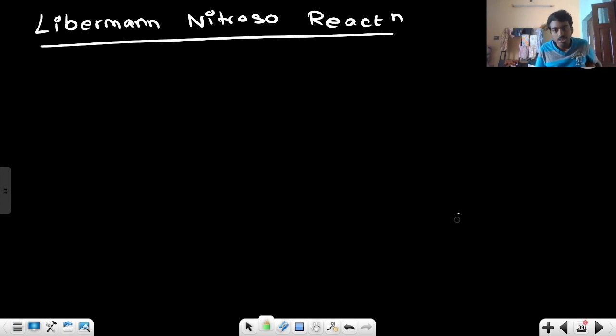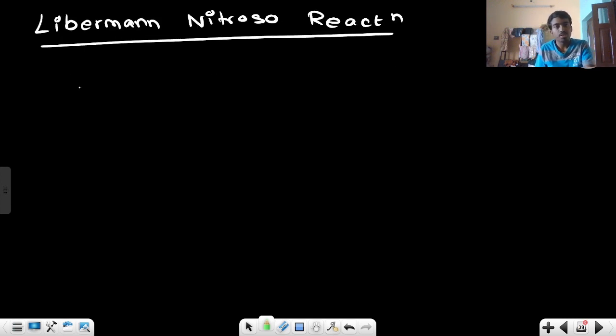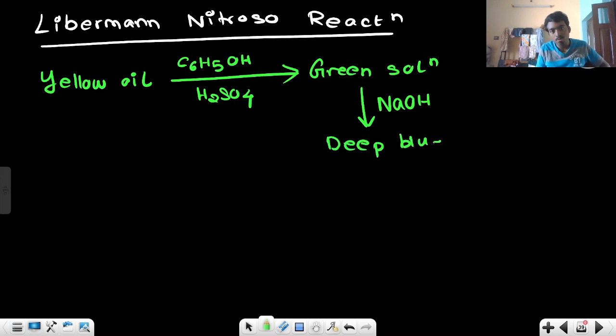So what does Liebermann's nitroso reaction say? We got one yellow oil over here, that is this nitrosamine. When we treat this yellow oil with phenol, you all know, C6H5OH, as well as H2SO4, in presence of C6H5OH and H2SO4, this turns into a green solution. This green solution, when I treat it with NaOH, becomes a deep blue solution. If I dilute this solution, it becomes a red color.